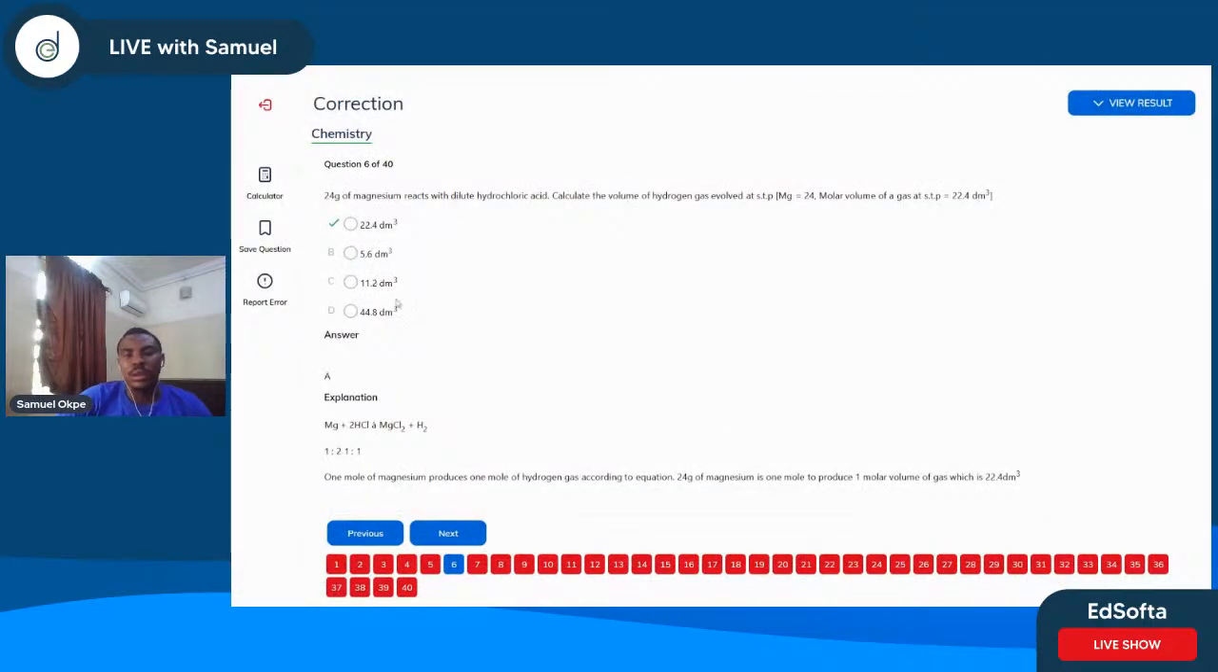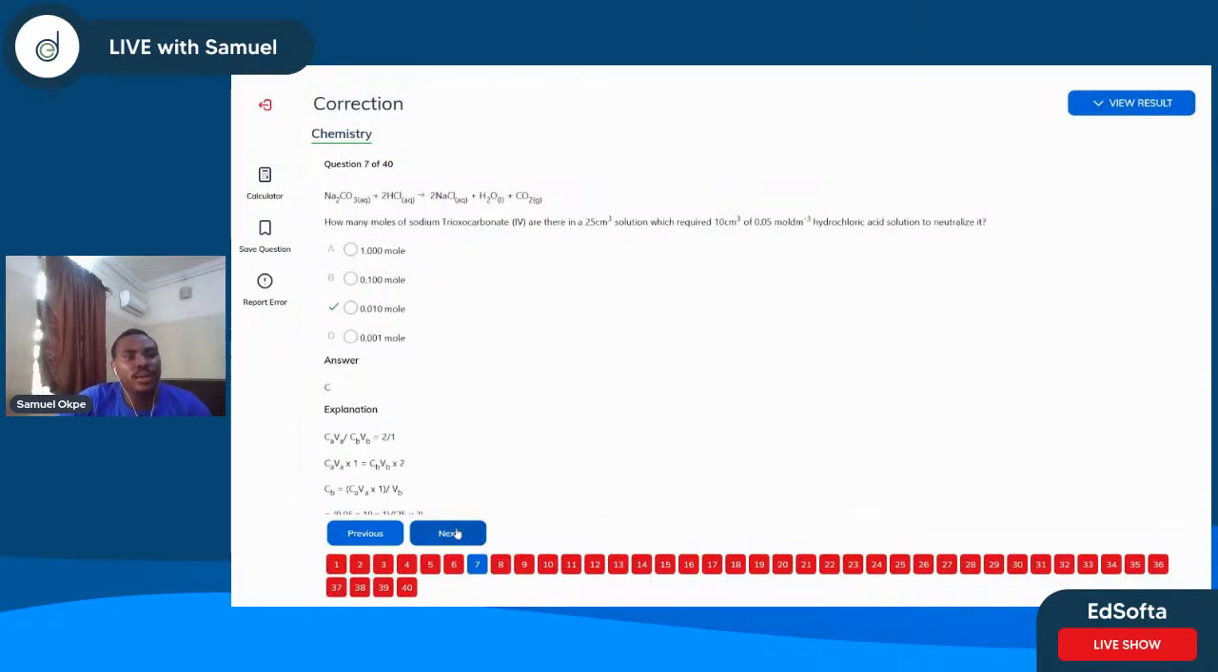Okay, so let's move to the next question. Let's look for another question. Oh, wow. So let's look at this question. They were generous enough to give us a balanced equation. So let's write out the equation and then see whether we can solve the question.